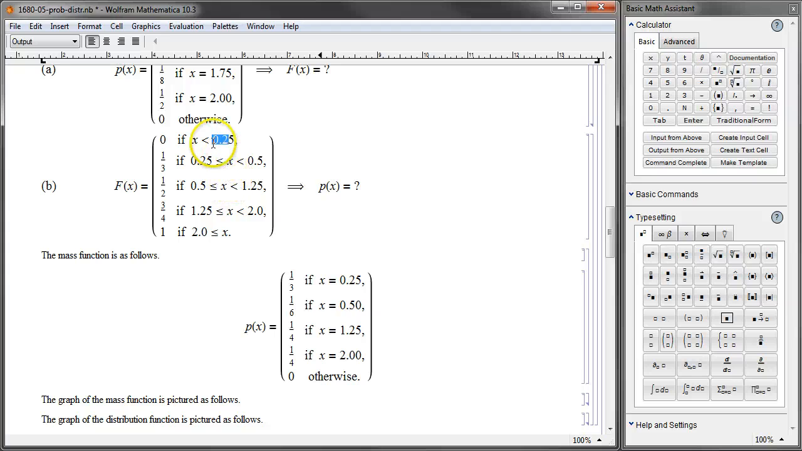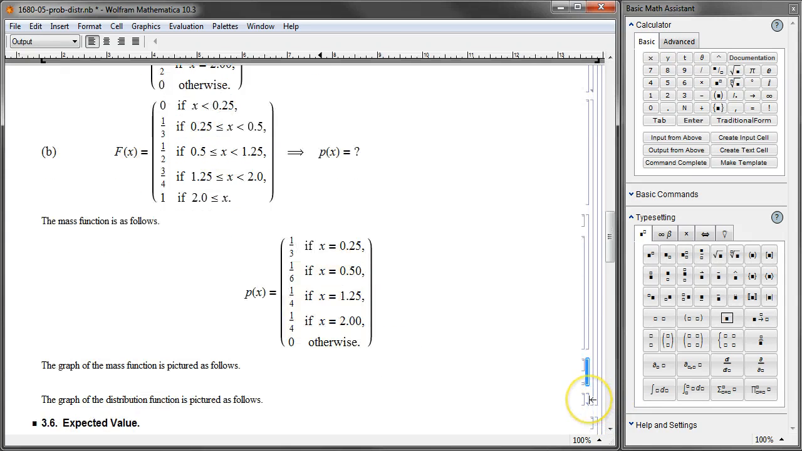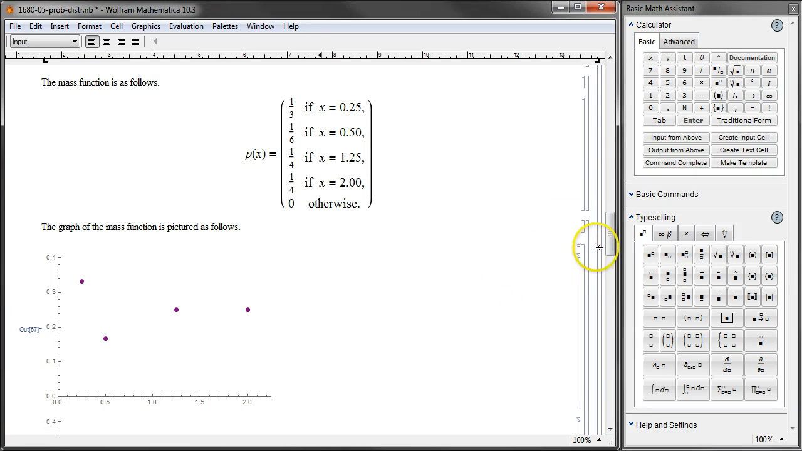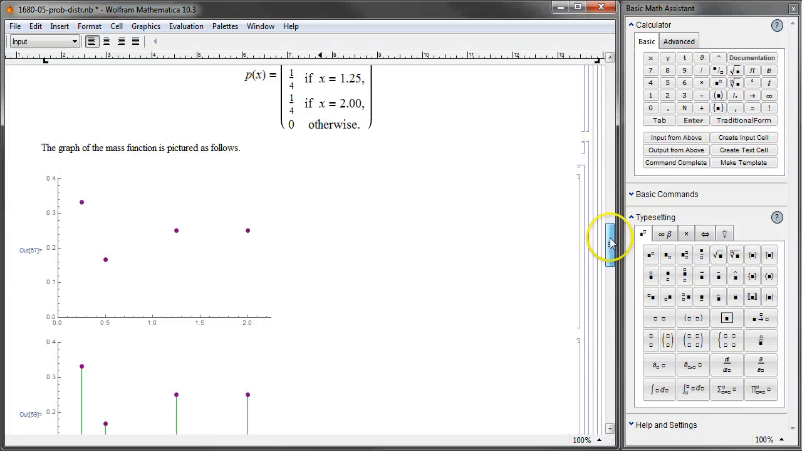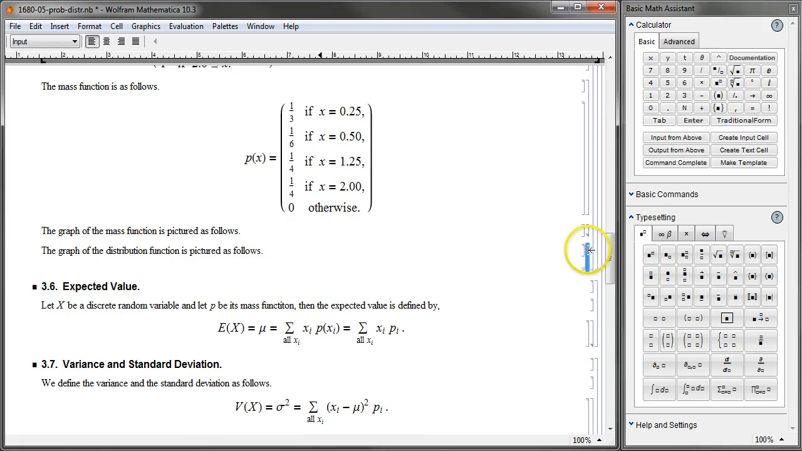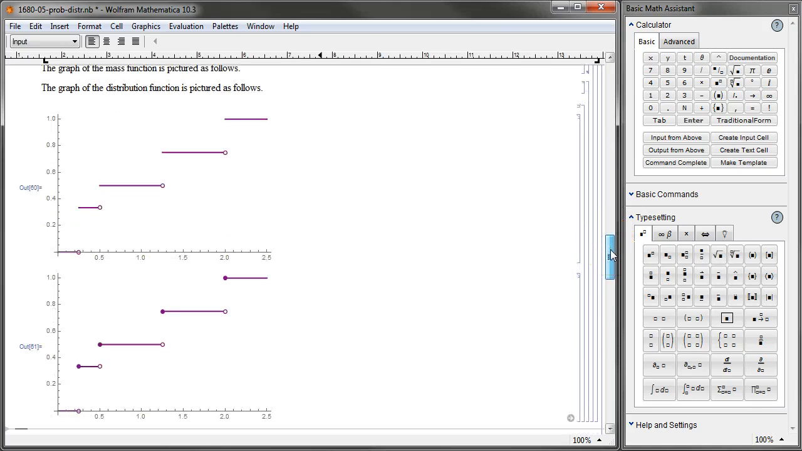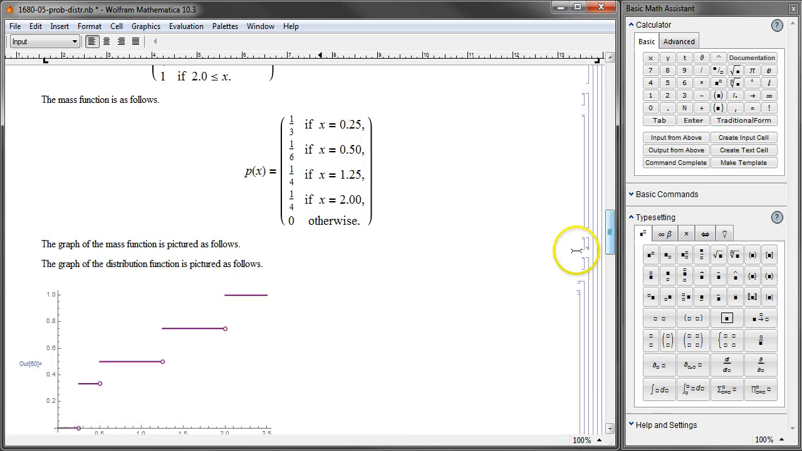At 0.25, first breaking point, 1/3. Next breaking point, the difference between these two, 1/6. Next breaking point, the difference between these two, 1/4, and so on and so forth. Here is the graph of the mass function. Again, you can draw some vertical lines if you want to. Here is the graph of the cumulative distribution function. I'd much prefer the second picture. Hollow dots and solid dots are emphasized.